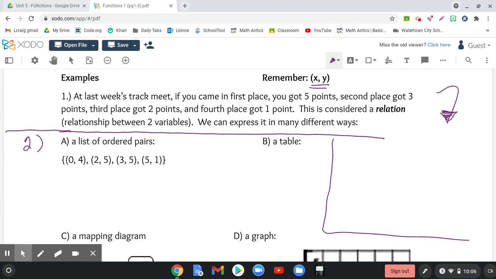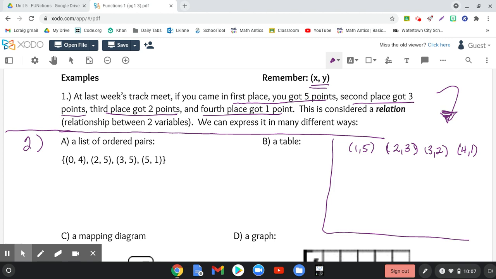All right, at last week's track meet, if you came in first place, you got 5 points. So I can represent that as a point. Could be the point (1, 5). Second place got 3 points. So that would be the point (2, 3). And when you're writing a point, make sure you have the parentheses. Third place got 2 points, and fourth place got 1. So third place got 2 points, (3, 2), and fourth place got (4, 1). So there's a set of points.